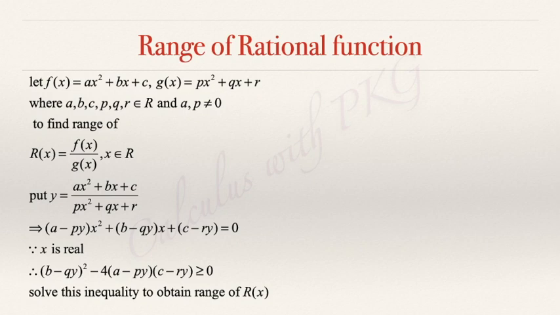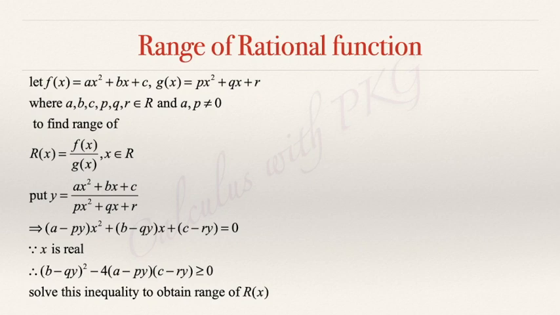Then, while cross multiplying and arranging the terms, we get (a − py) x² + (b − qy) x + (c − ry) = 0, as shown in the slide.